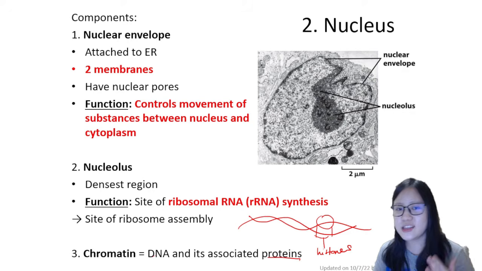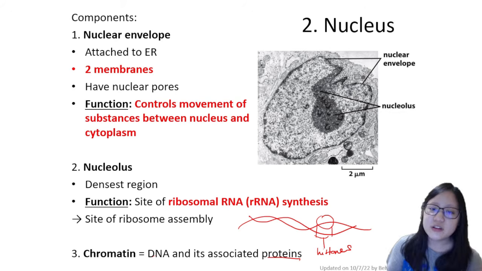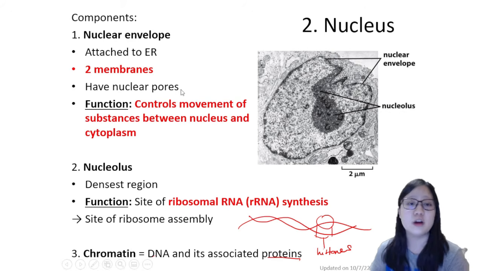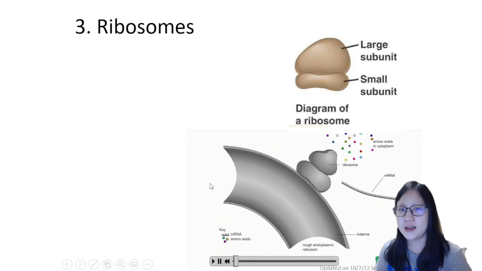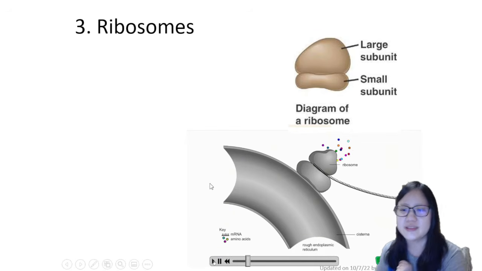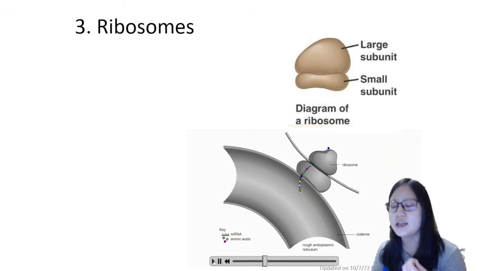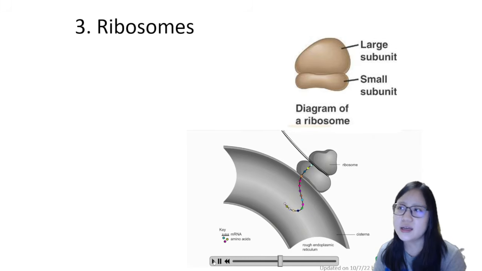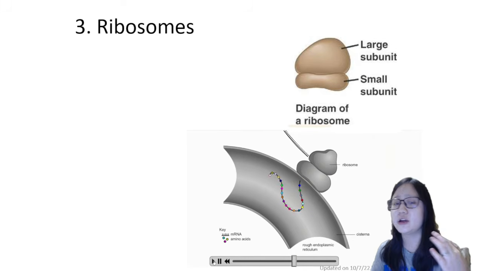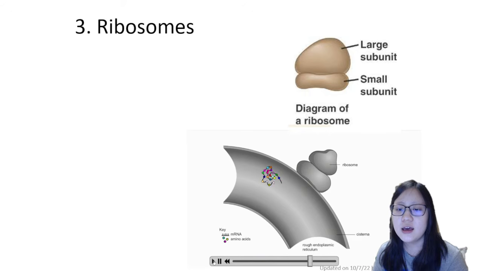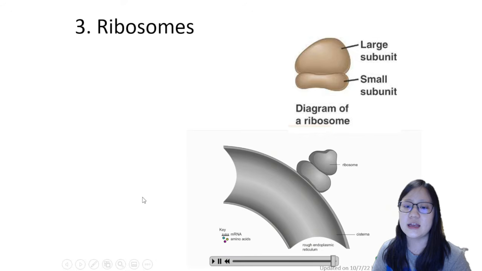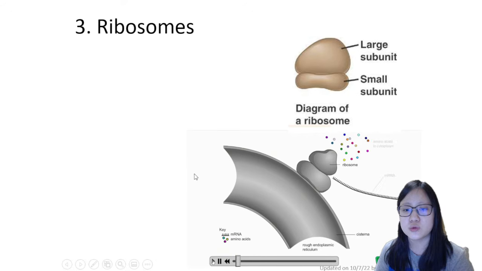Anyways, that is the nucleus for you. There's the nuclear envelope, there are nuclear pores, which are part of the nuclear envelope, the nucleolus, and chromatin. Let's talk about ribosomes next. Well, as we know, the nucleus has DNA, it gets transcribed into mRNA, and the mRNA exits the nucleus and goes into the cytoplasm.